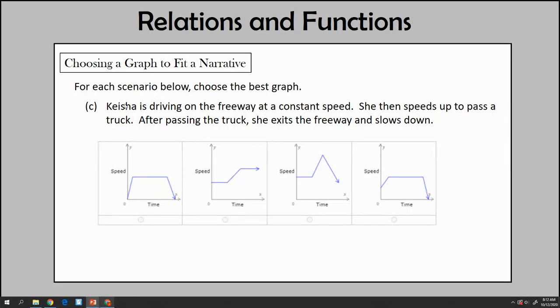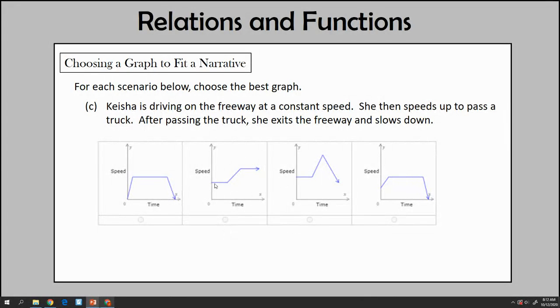Okay, this last one, Keisha's driving on the freeway at a constant speed. She then speeds up to pass a truck, and after she passes the truck, she exits the freeway and slows down. So X is time, this is speed. Okay, so if we think our way through this, as time progresses, she's driving fast, right? So she's driving faster, and now she speeds up to pass a truck, right? But in this case, her speed stays consistent, and then it goes down really fast.